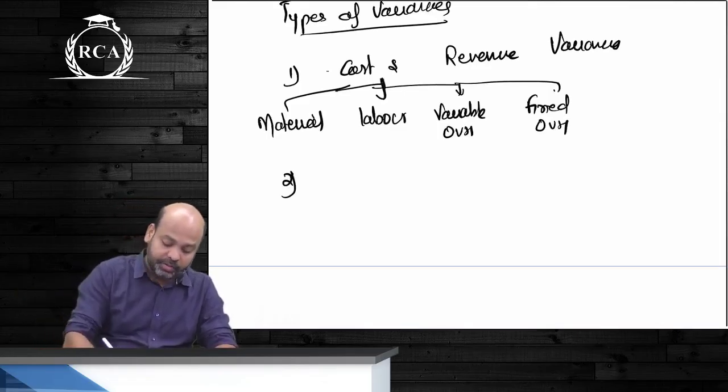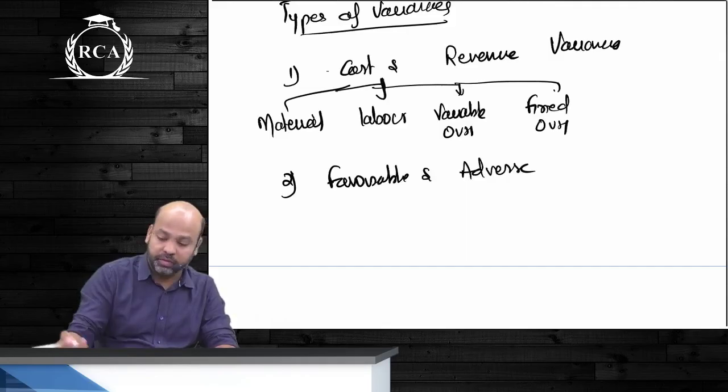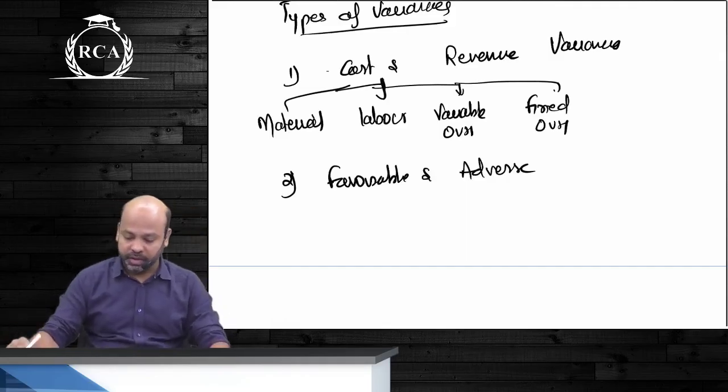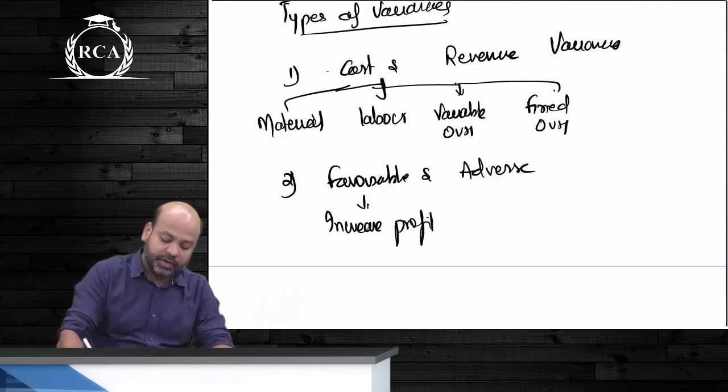The second type of variances is based on the impact on the profitability of the organization, that is favorable and adverse variance. When you say favorable variance, it will obviously increase our profits. When you say adverse variance, it will decrease our profits.